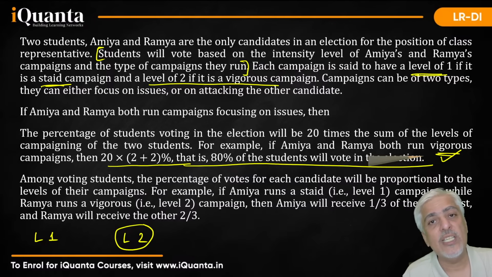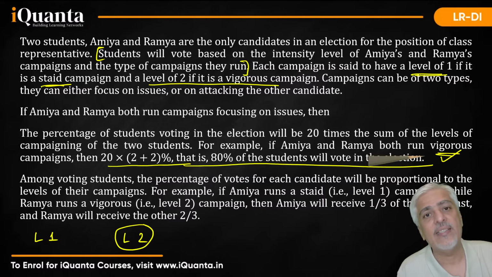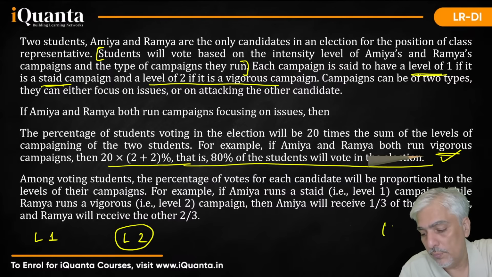And how will the votes be distributed? If both of them run level 2 campaigns or both run level 1 campaigns, then the votes will get exactly divided. But if one of them runs a level 2 campaign and the other runs a level 1 campaign, then the votes will get divided in the ratio 1 to 2.